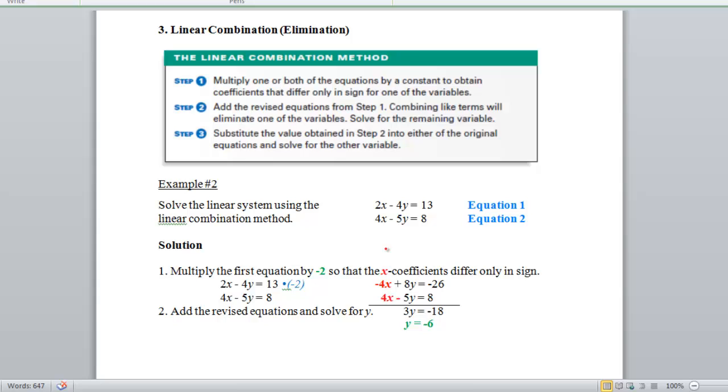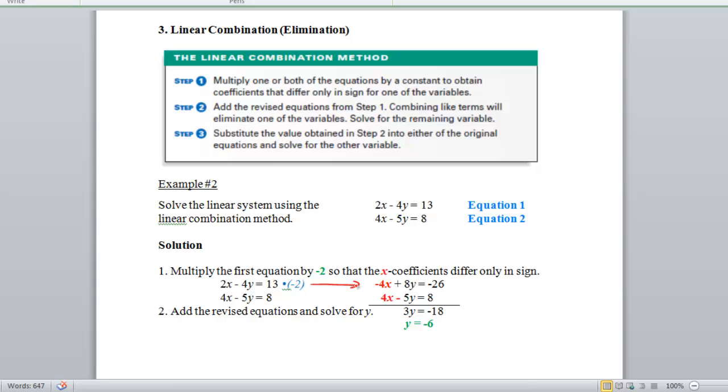Now, here's the thing. It's like the distributive property in a way. If I'm going to multiply the 2x times -2, I have to multiply the entire first equation by -2. And when I do that, I get this new equation. I get -4x plus 8y equals -26. Then I'm just going to rewrite equation 2.